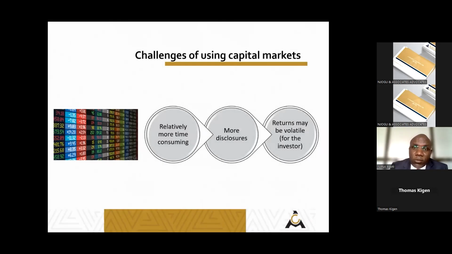Then there's challenges of using capital markets. Again, depending on how you look at it, because sometimes preparing those documentations takes quite a bit of time.